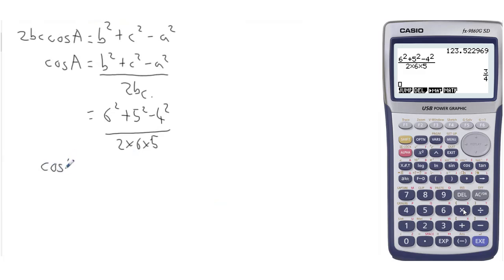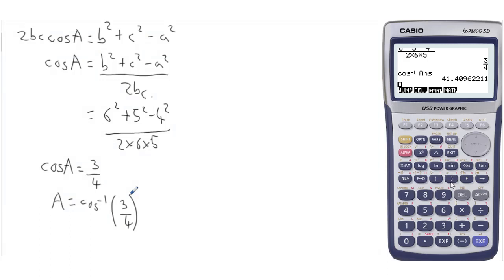Cos A equals 3 over 4, which means that A must equal the inverse cos of that. Although it's quite friendly, it's not friendly enough that we can't use a calculator. So we need to do shift cos ANS, and execute. That gives us 41.4096 degrees.